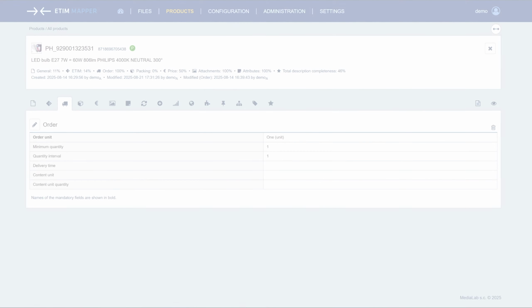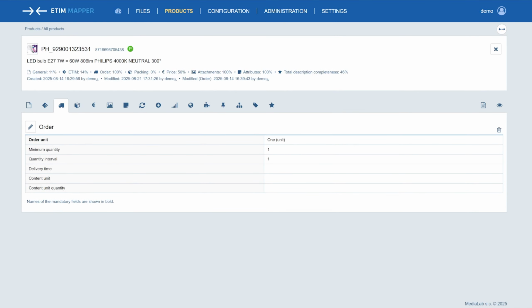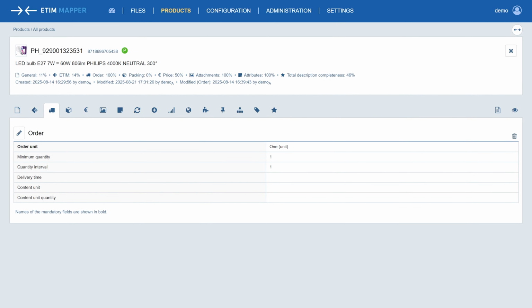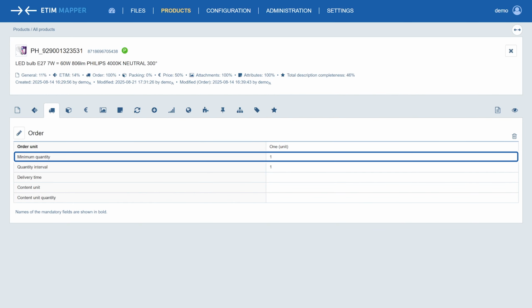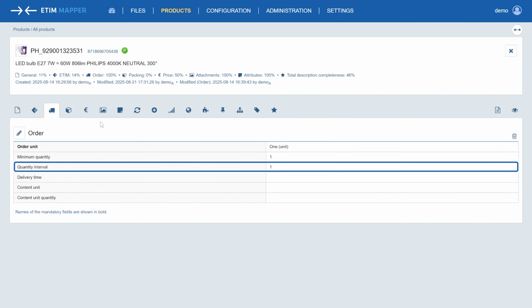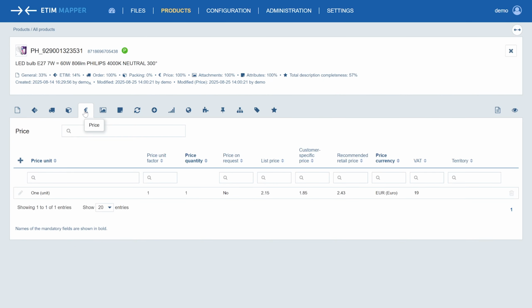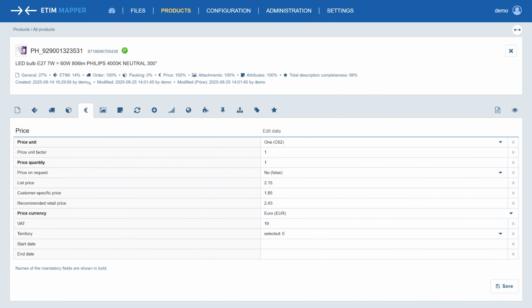Let's see how this works in ETIM-Mapper. Let's take the light bulb as the first example. The order unit is one piece, and you can order any number of pieces. The minimum quantity is 1, and the order interval is also 1. In the price definition, the price unit is one piece, matching the order unit. Let's take a closer look at the definition of price.